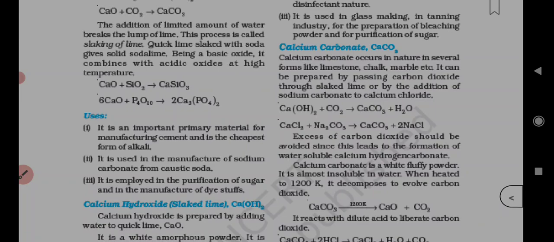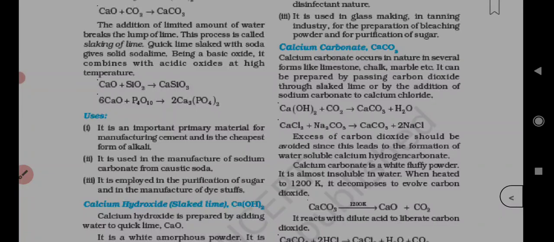Calcium carbonate occurs in nature in several forms like limestone, chalk, marble, etc. It can be prepared by passing carbon dioxide through slaked lime, or by addition of sodium carbonate to calcium chloride. So two reactions you have to remember for the preparation of limestone or marble. Ca(OH)2 plus carbon dioxide gives CaCO3 plus water. CaCl2 plus Na2CO3 forms CaCO3 plus 2 NaCl. So you will get calcium carbonate.